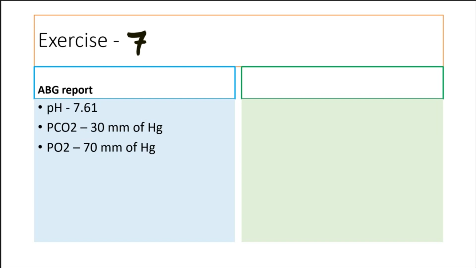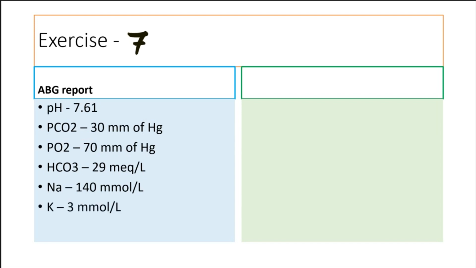PO2 70 mm of Hg, HCO3 or bicarbonate 29 milliequivalent per liter. Na or sodium 140 millimole per liter. K or potassium 3 millimole per liter. Cl or chloride 92 millimole per liter.